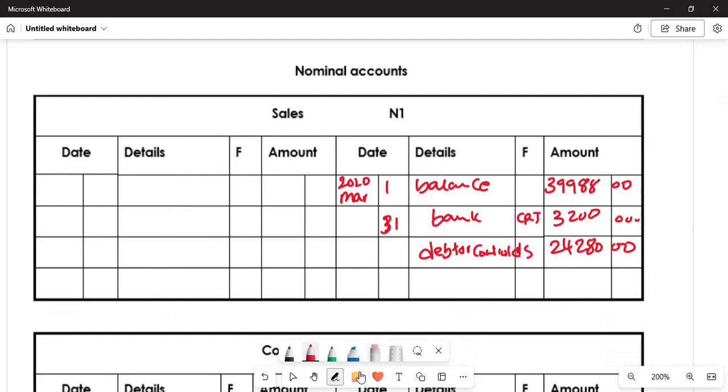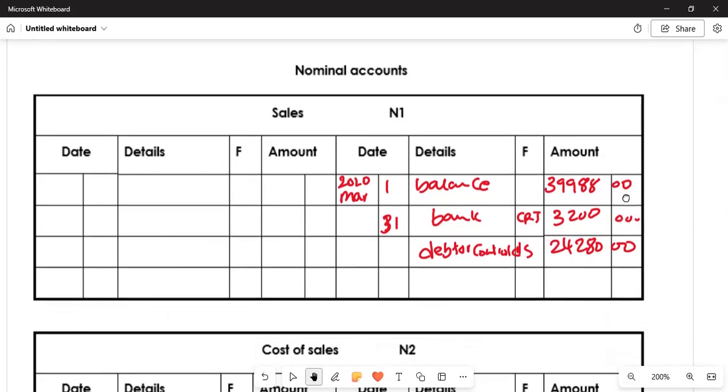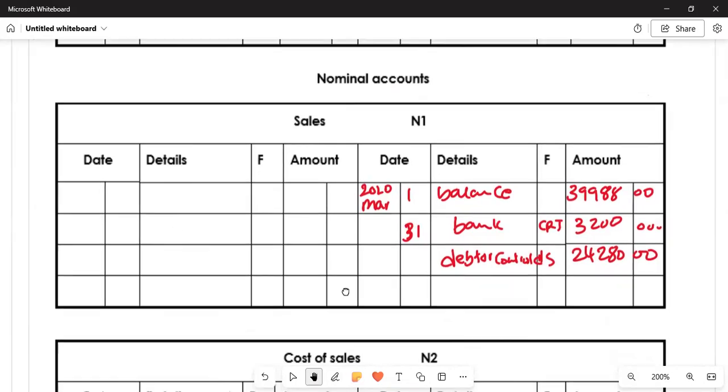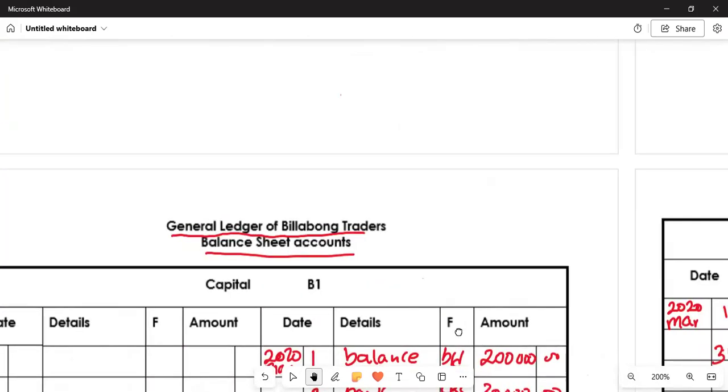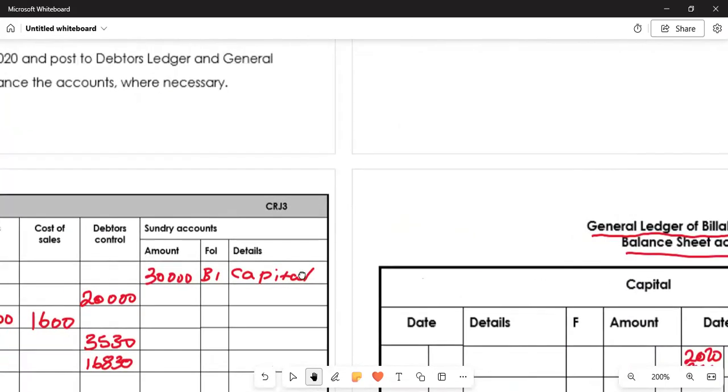So that is that. Now let us see where all this amount comes from. So this one comes straight from the trial balance. There on the trial balance you have this amount. This one is the amount that we received for selling our goods for cash. So let us go there and see and prove what we are saying.